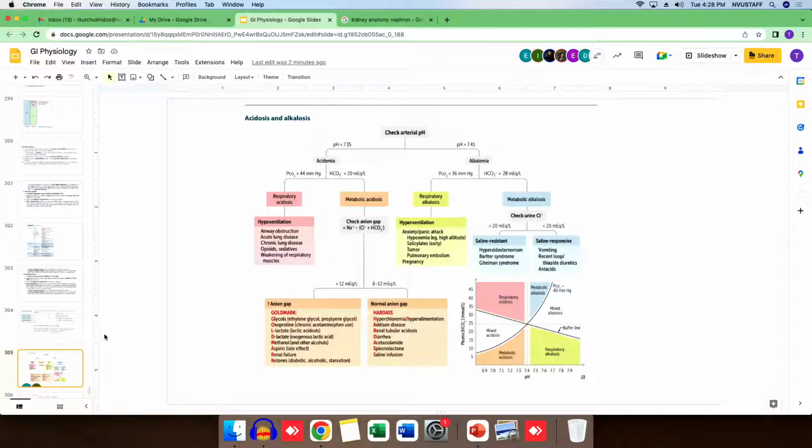If bicarbonate is more than 28, then we have metabolic alkalosis. In this case we check the urine chloride level, because depending on that, we have either saline-resistant or saline-responsive disorders. If the chloride level is more than 20, we have saline-resistant disorders, for example Bartter syndrome, Gitelman syndrome, which we already studied, or hyperaldosteronism. If it is less than 20, vomiting, recent loop diuretics, or antacids cause that. Clear?